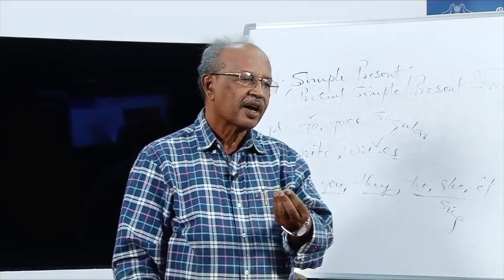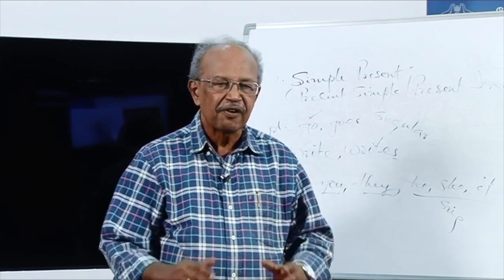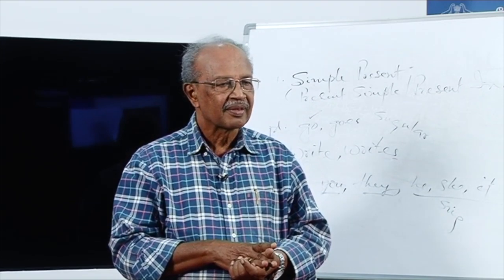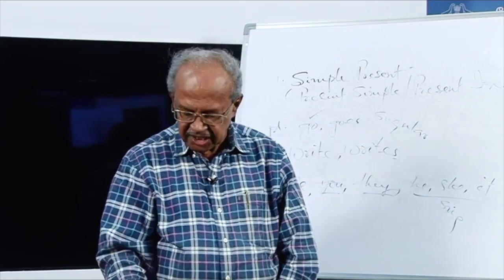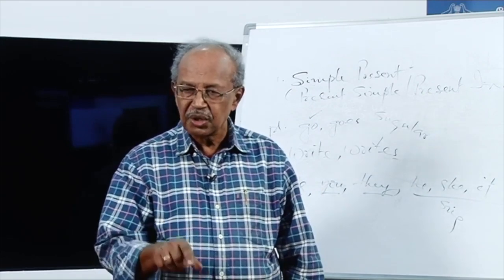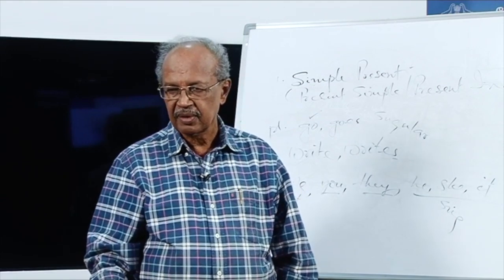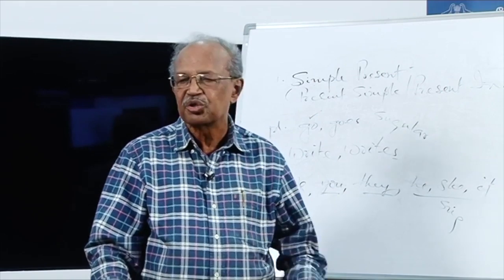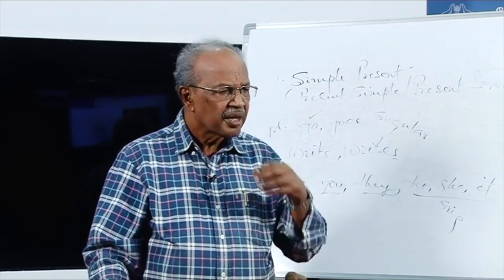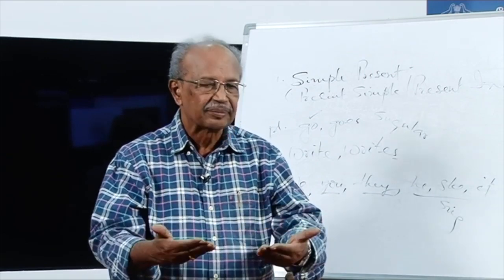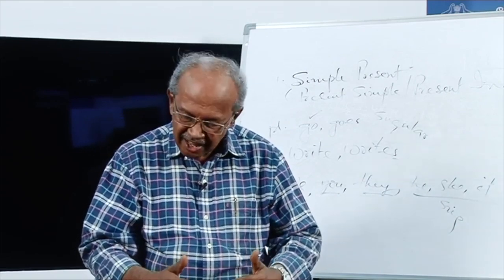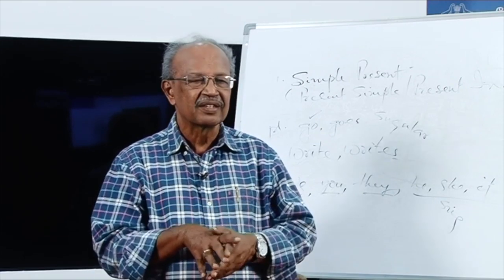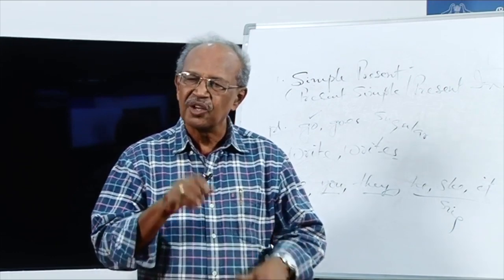It's used for a variety of purposes. For recurring actions, we can use simple present tense. John goes to church every Sunday. Don't say goes to the church. Goes to church every Sunday. A child can very well say, I go to school at 9 o'clock. A recurring action. Or we can say it's a habitual action, more or less a habit. So to express a recurring or habitual action, we use the simple present tense.